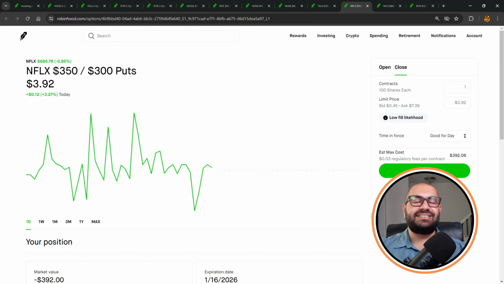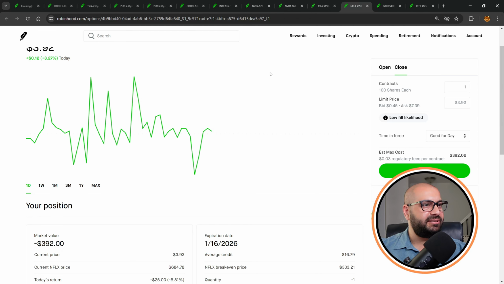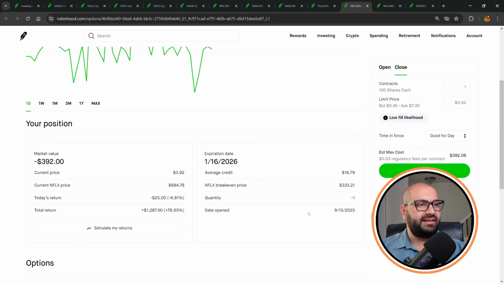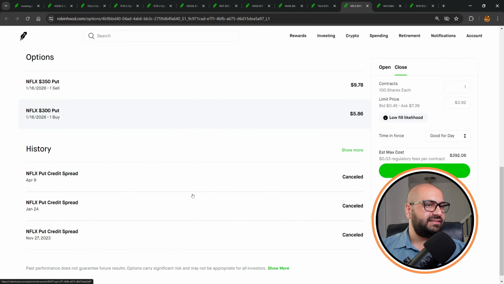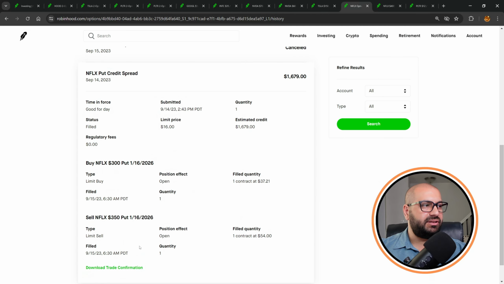So I promise this is the last one I have, on Netflix. I sold the 350 and I bought the 300. You already saw many examples, so I'm not going to go through the details, but you can see the unrealized return is plus 76%. Again, absolutely amazing. If we scroll down here, this is the detail for when I opened the put credit spread.